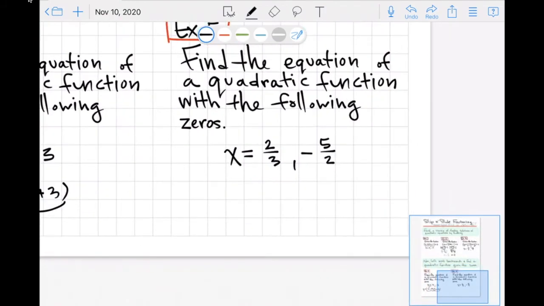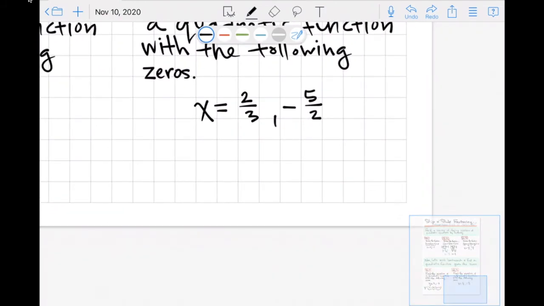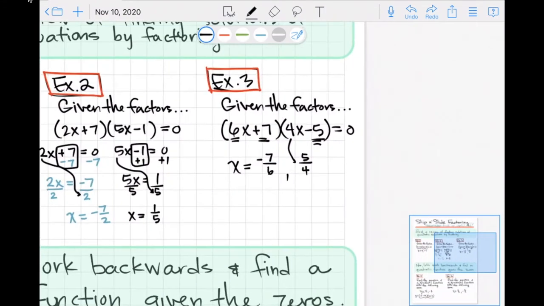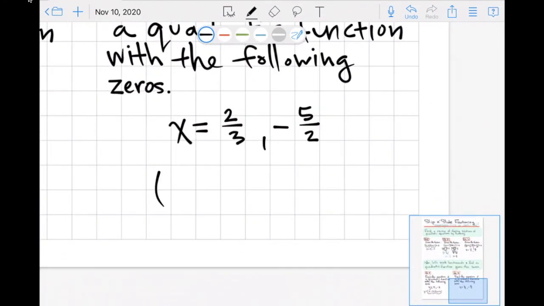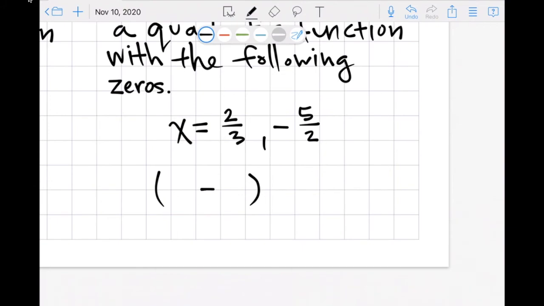So here, if our solutions are a little bit messier, we can still use what we talked about above right here to figure out what the factors are. So remember, the numerator is always the opposite sign as the second term in one of the factors, and then the denominator is the coefficient of the x. And then for our second factor, the opposite sign of our numerator gives the second term in our factor, and then the denominator gives the coefficient of our x.